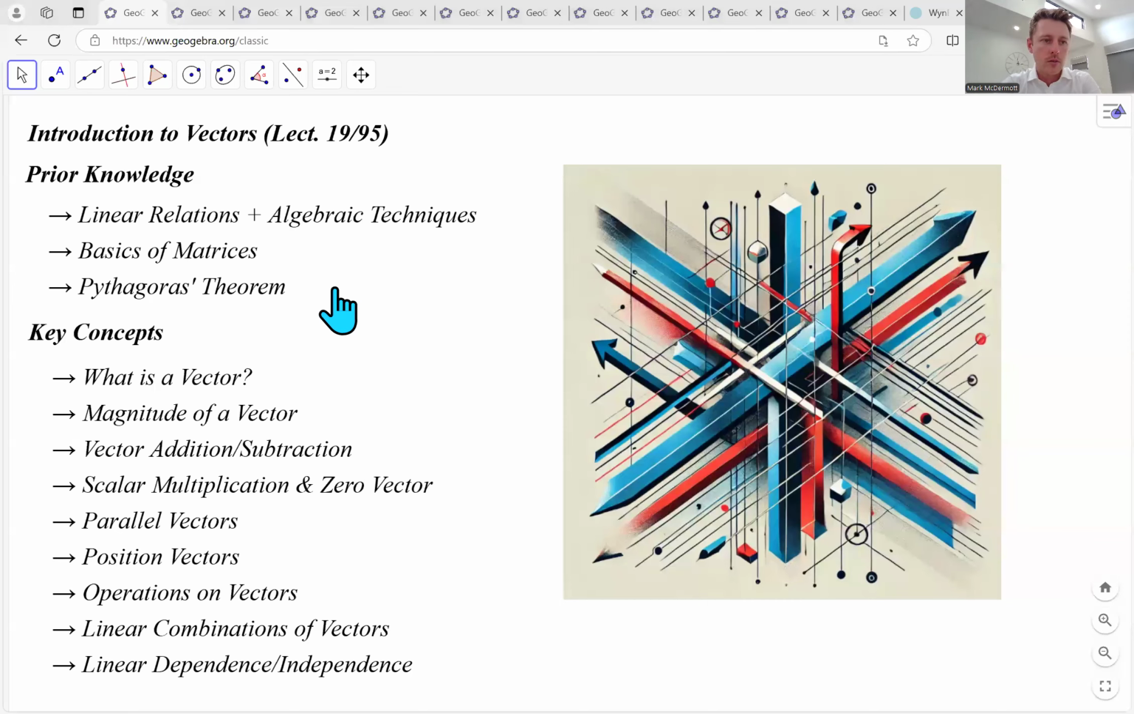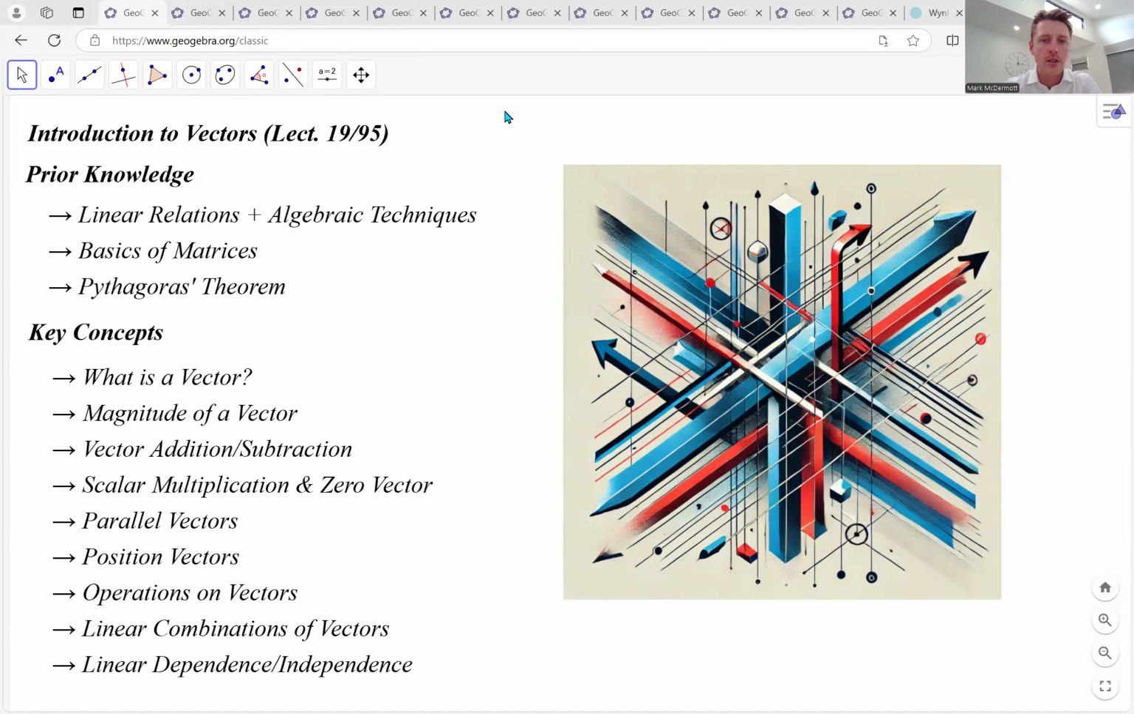All right, so we're going to change to a new topic here. We're going to look at Introduction to Vectors. So this is lecture 19 of 95, so we're getting through them. 19 is a factor of 95. We're 1/5 of the way through it, so getting there. This is an overview of the entire sort of vector knowledge you'll need for specialist maths.